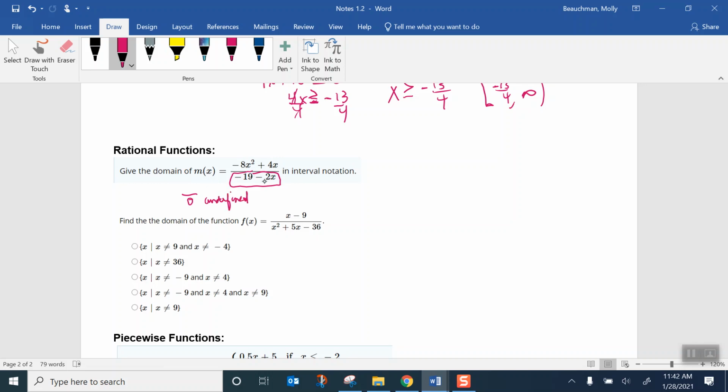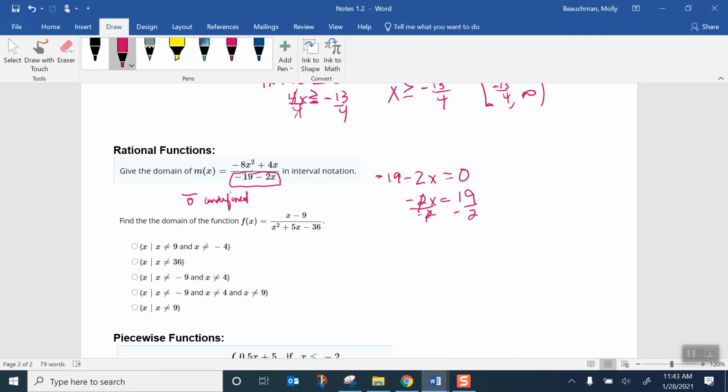So what we do is we take the denominator, negative 19 minus 2x, and set it equal to 0. At what value of x does that equal 0? Add 19 to both sides. We get negative 2x is equal to 19. Divide by negative 2.